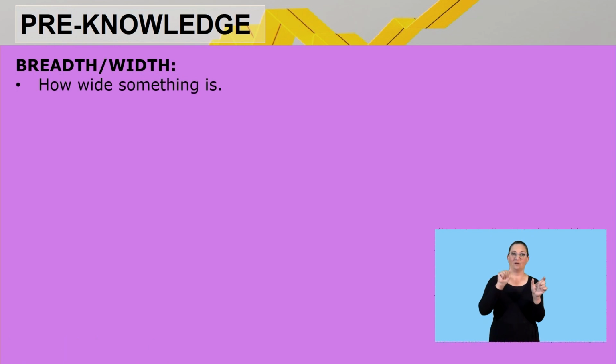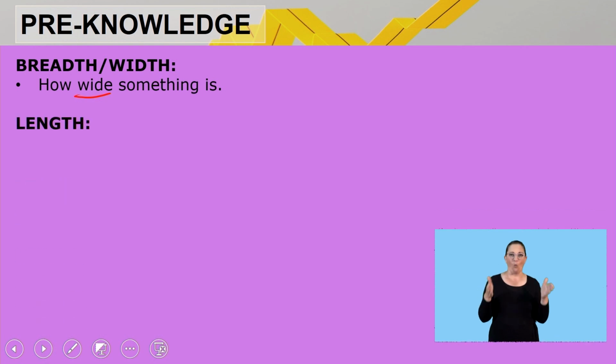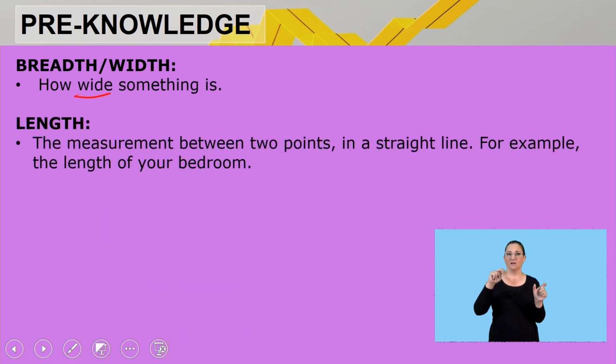Let us quickly look at, as I've already mentioned, the focus of our lesson. We will focus in this lesson specifically on area as well as surface area by means of looking at explanation as well as some examples. Now let's quickly look at other important terminology, language that is important for our lesson today. So first up, I've indicated here that breadth or width, that is how wide something is. What else is important? The length. What is length? It's the measurement between 2 points in a straight line. For example, the length of your bedroom.